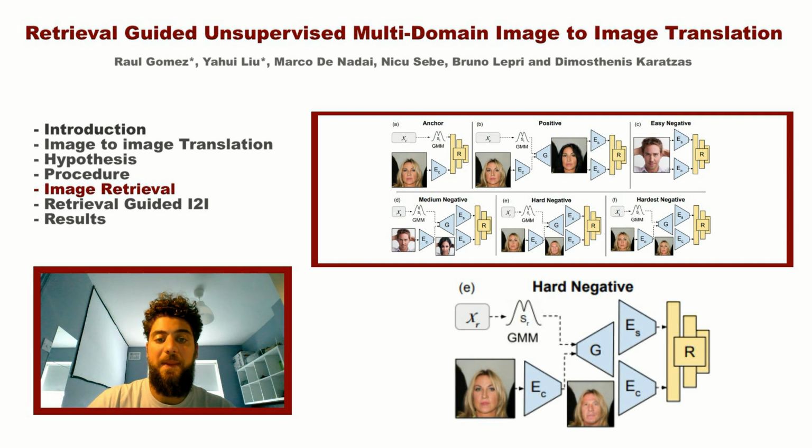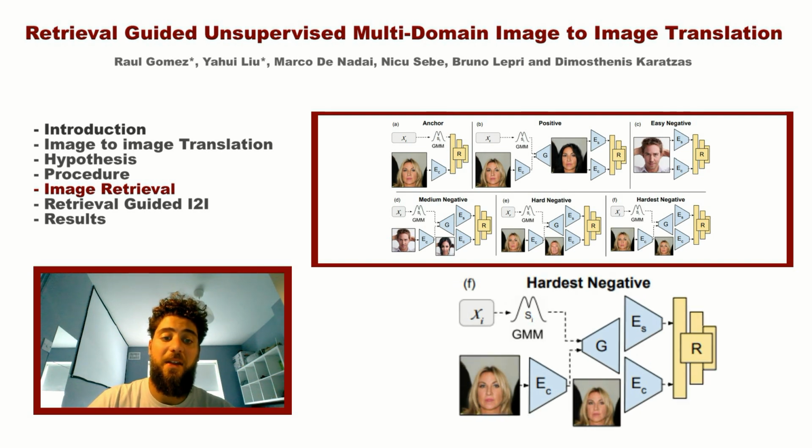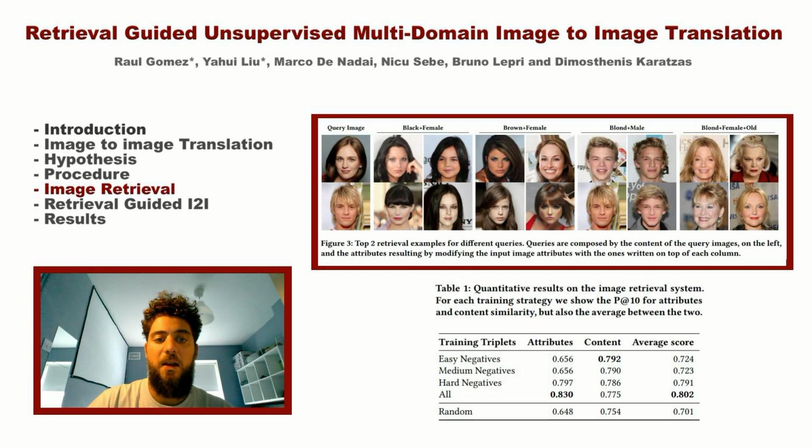Hard negatives are obtained by translating the anchor image to a random domain, so they are similar in content to the anchor but different in attributes. And hardest negatives are obtained by translating the anchor image to its own domain, so as hard negatives they are similar in content to the anchor but different in attributes. Now we see some image retrieval results similar to the query images but with different attributes. Also, a quantitative evaluation of the retrieval system, which shows that the triplets mining strategy is crucial to retrieve images similar in both content and attributes to the query.